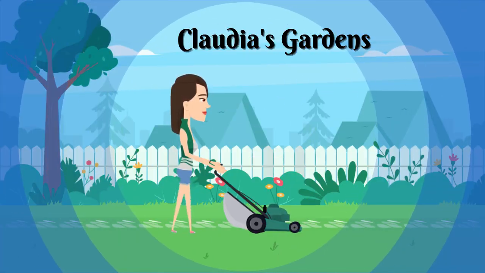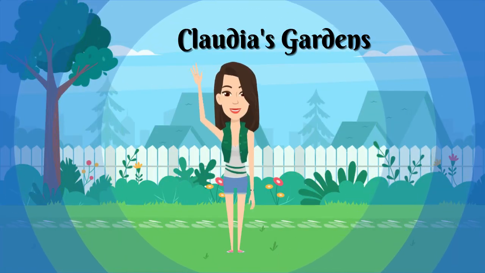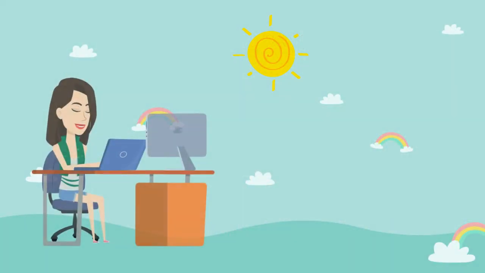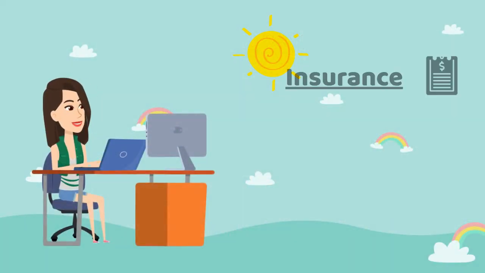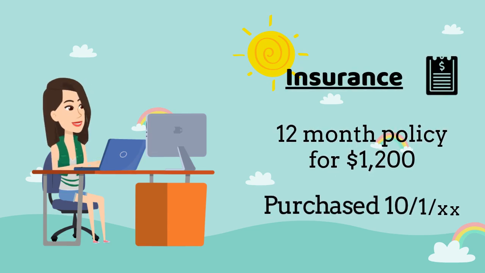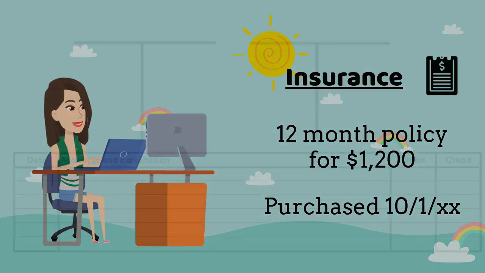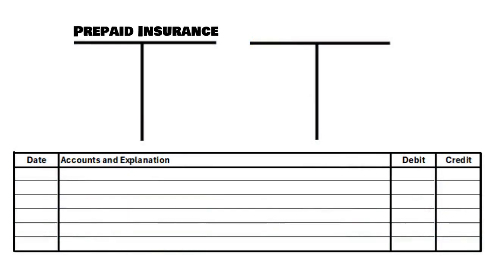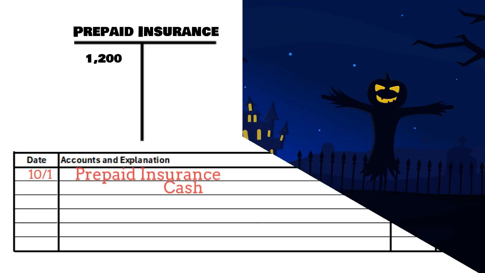Welcome to Claudia's Gardens, an eco-friendly year-round lawn service. Claudia needs a little help with her business. She has just taken out a 12-month insurance policy costing $1,200 on October 1st and isn't sure how to record it. The initial entry is a debit to prepaid insurance, an asset account, and a credit to cash for $1,200.